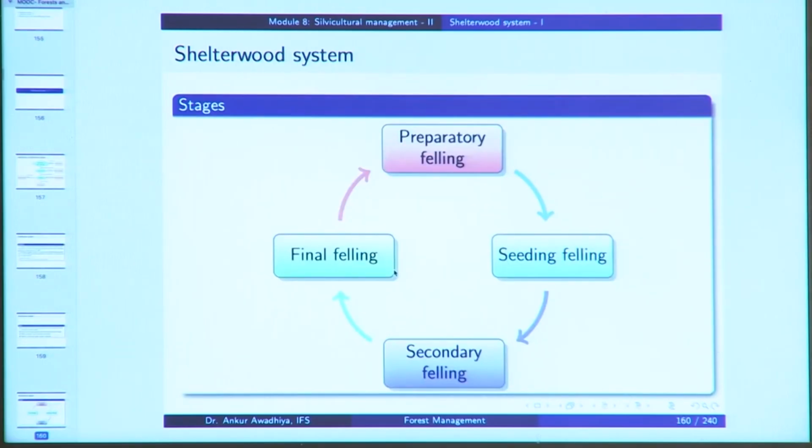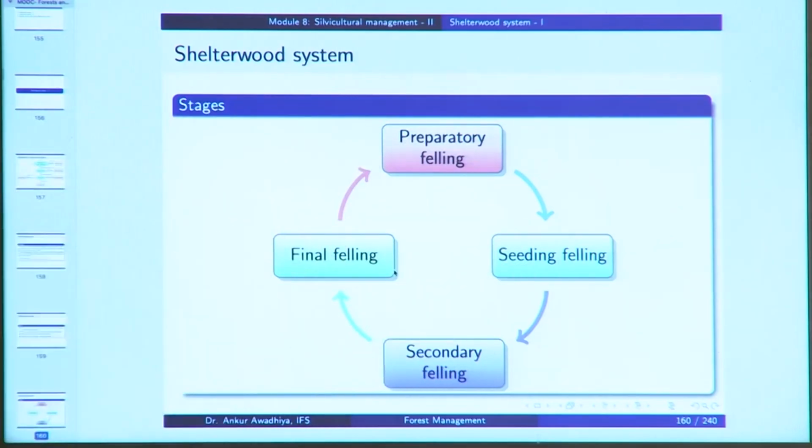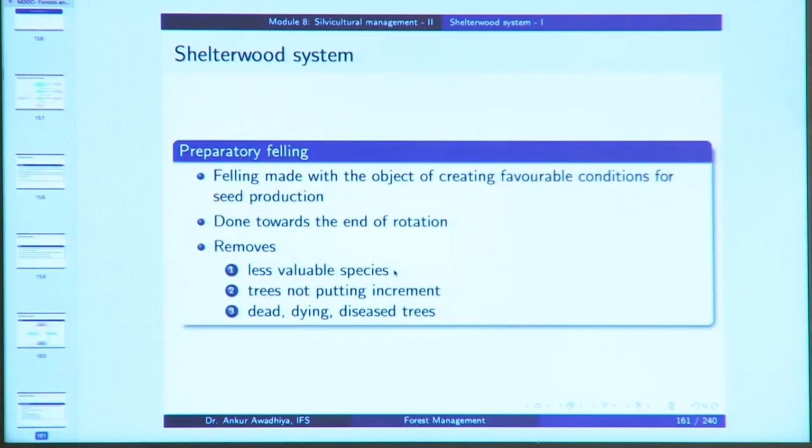You begin with a preparatory felling, followed by seeding felling, followed by secondary felling, followed by the final felling. Now, preparatory felling is felling made with the objective of creating favorable conditions for seed production, generally done towards the end of rotation when you are now ready to harvest the timber. And in preparatory felling, you remove less valuable species, trees not putting increment, and dead, dying and diseased trees.